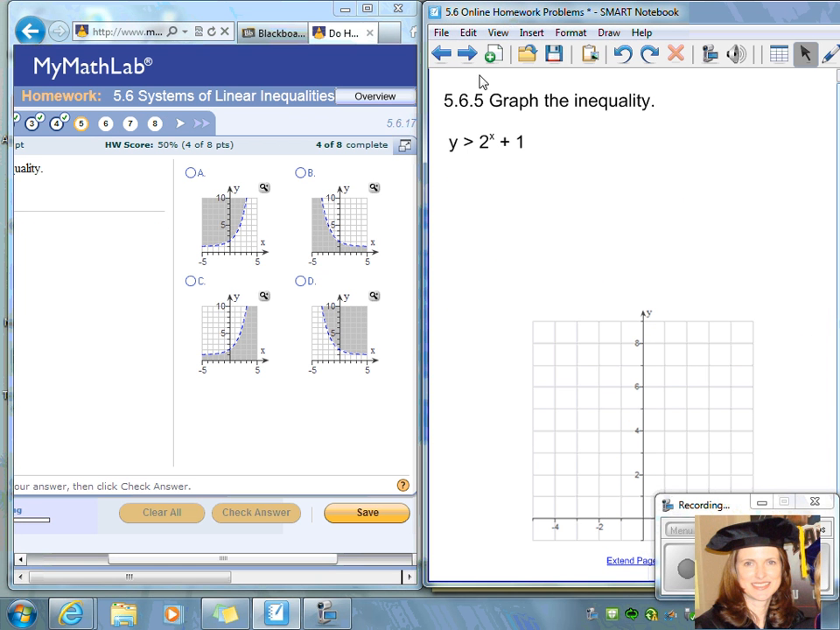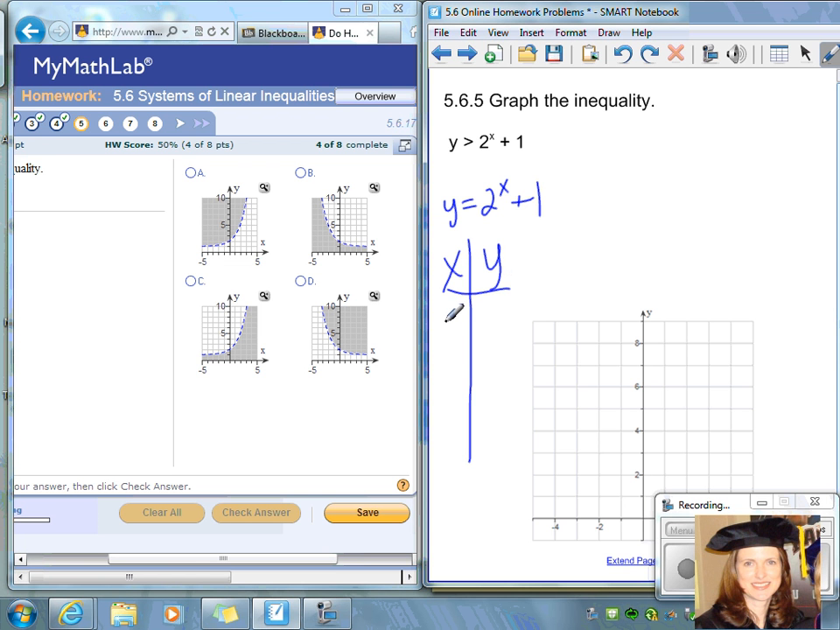For question number 5, we're asked to graph the inequality y is greater than 2 to the x plus 1. Now this is an exponential function, and recall we had exponential growth or exponential decay functions. This is a graph of y equals 2 to the x that's been shifted up 1 unit. So we can even make a table of values to graph y equals 2 to the x plus 1, just using a couple values for x and y.